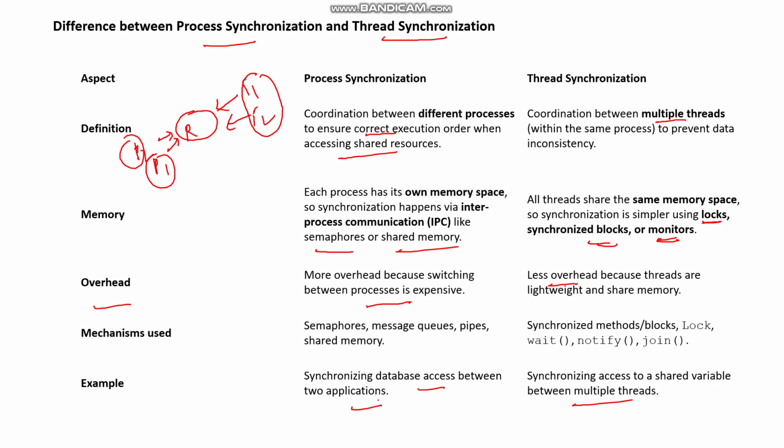Process synchronization is about the coordination between different processes. Thread synchronization is about the coordination between multiple threads. In this one, they have their own memory. In this one, they have common memory. Here we have more overhead because they are present in different locations. Here there is less overhead. And from the mechanism point of view, they are using message queues and semaphores here. In this one, they are using synchronized blocks, wait, notify, and join methods. This is about the difference between process synchronization and thread synchronization.